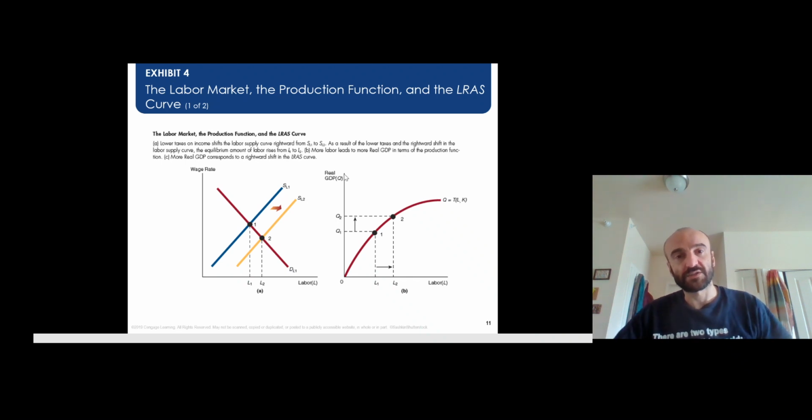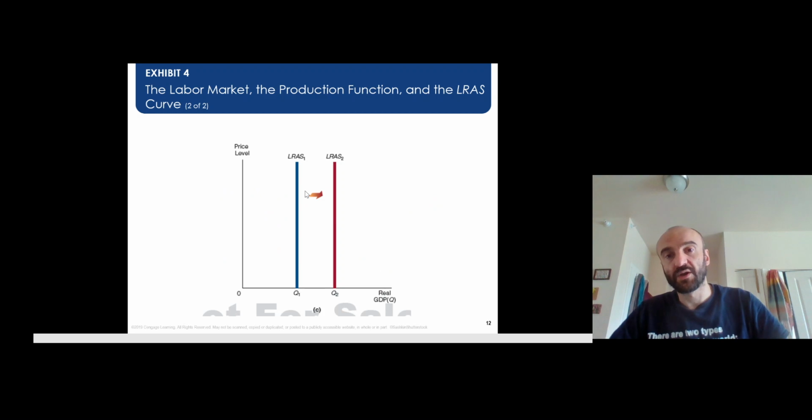That's why in this image 1, the supply of labor will shift to the right. So then the supply of labor, when the tax rates go down, will increase. And then the quantity of produced stuff will increase because the quantity of labor has increased. And then when we talk about the economy as a whole, we will have a greater employment of labor, and the long run aggregate supply curve will increase.